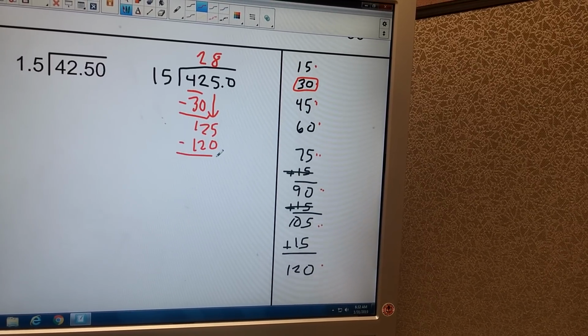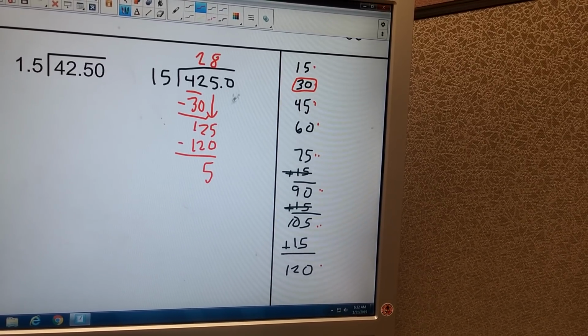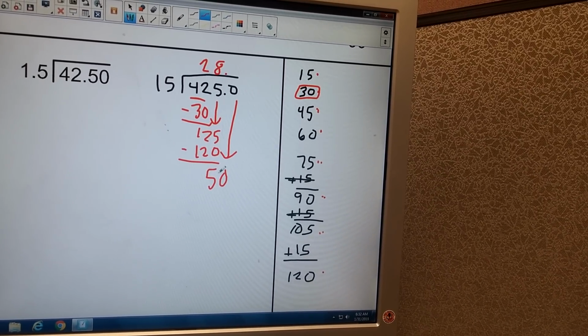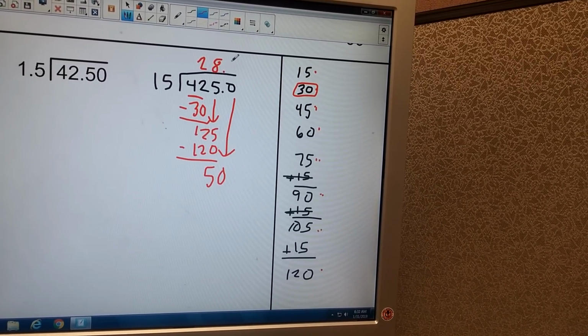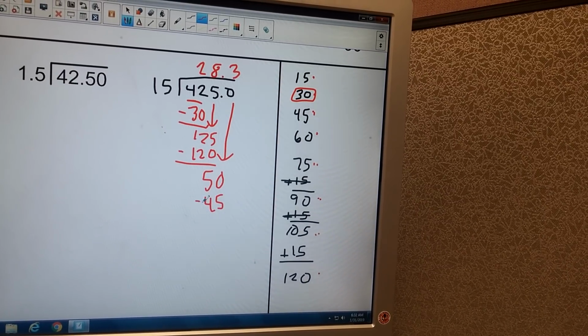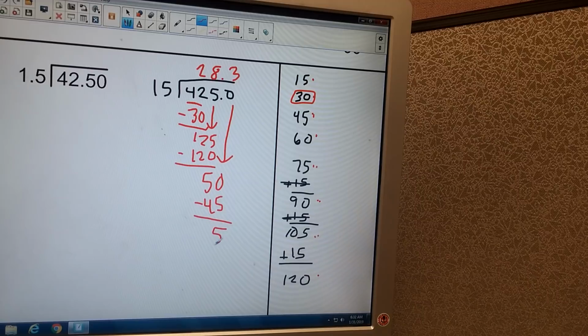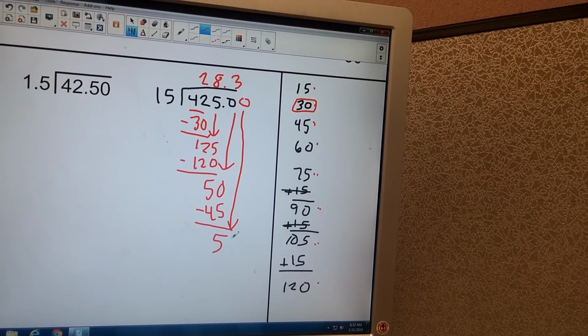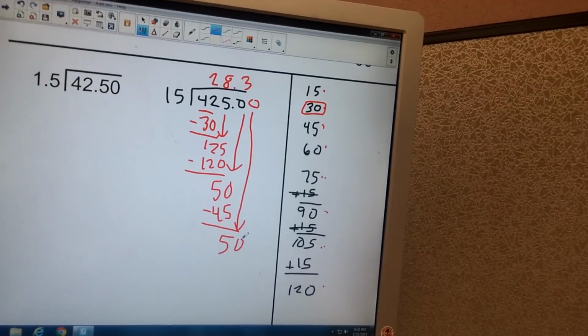I'm going to subtract 5, bring my 0 down. Make sure I put my decimal point. Okay, 50. Looks like I can go in 3 times to give me 50. That's 45. Subtract. 5 left over. Bring another 0 down. It's going to give me 50. Well, this is interesting here.